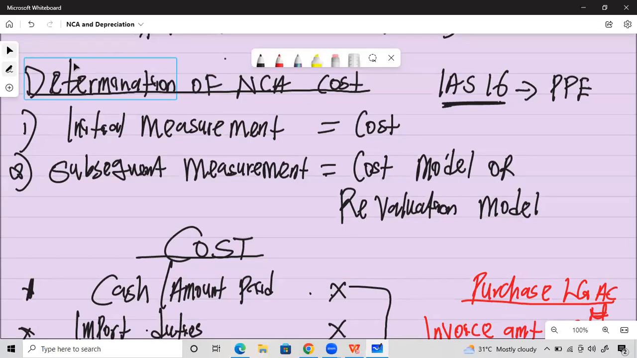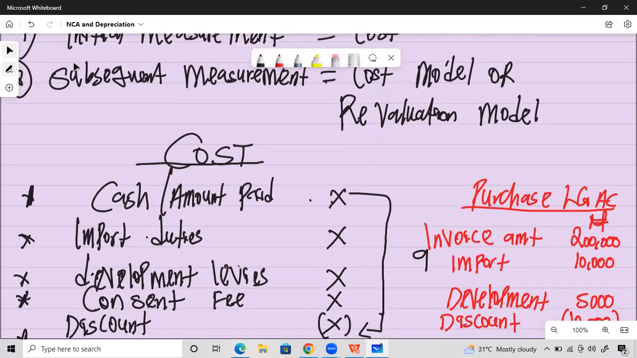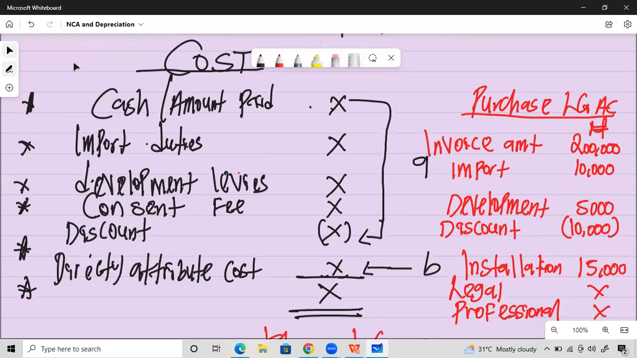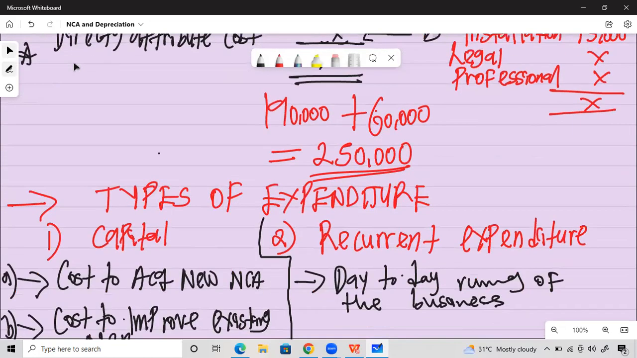Is it either you use cost or you use revaluation? We talk about the component of the cost: the amount that you pay, the import duty, less any discount, plus any directly attributable cost.